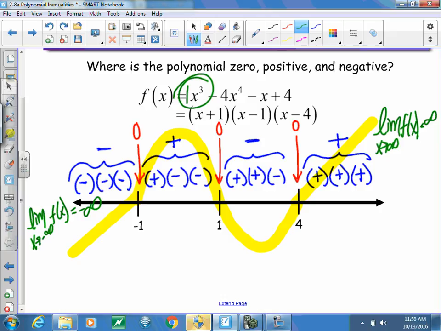All right, so this is just the fact that I had it all factored out for us. We were able to do the sign chart to be able to kind of get a general idea of what the graph looks like. But you guys know that you've got your calculators to help you with that as well.